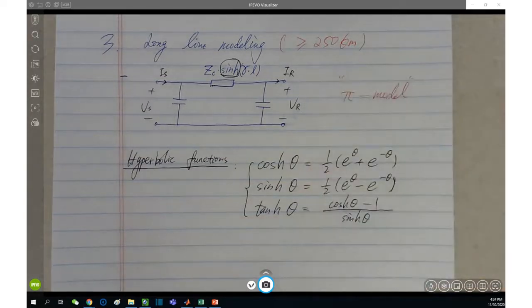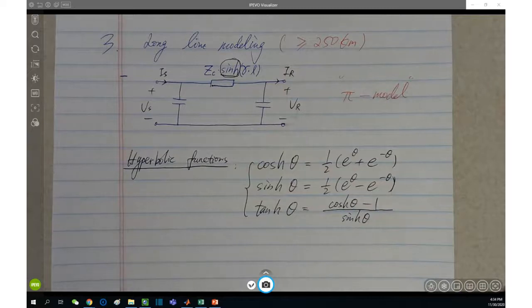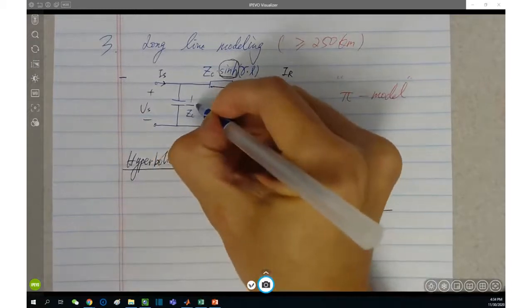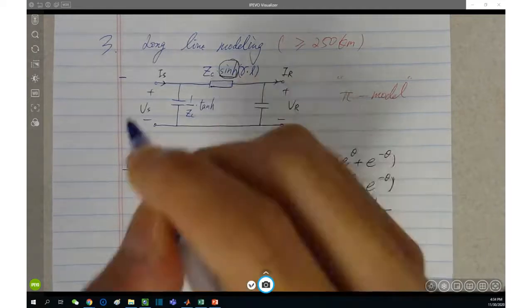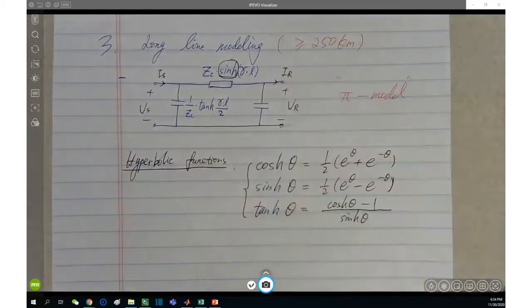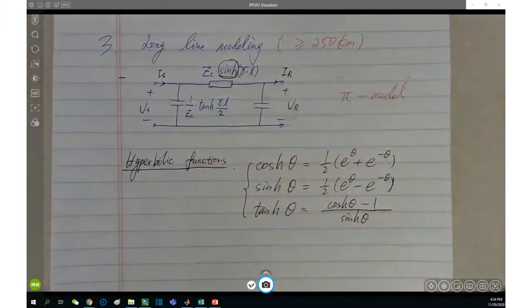So you can tell the series impedance here is not as simple as Z, but Z sub C times the hyperbolic function of gamma times L. Obviously, we don't know gamma and Z sub C either, and we will introduce that later. And the shunt admittance here is not simply capacitance either. It's 1 over Z sub C times tangent hyperbolic of gamma times L divided by 2. And these two shunt admittances are the same.